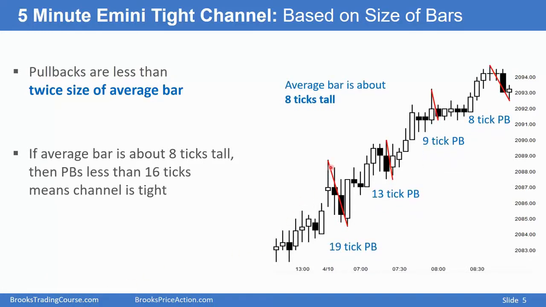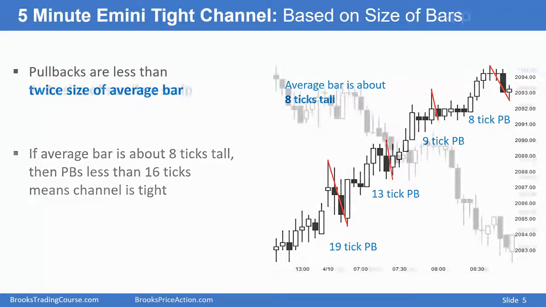Here are some pullbacks. This pullback is 19 ticks, more than twice the size of an average bar. But look at all the other pullbacks. They're all less than 16 ticks, less than twice the size of an average bar. Therefore, traders should not be selling.